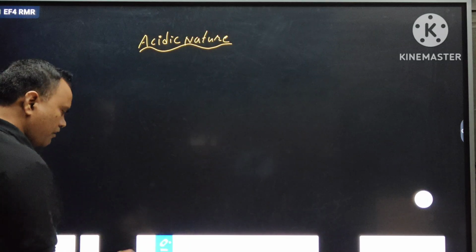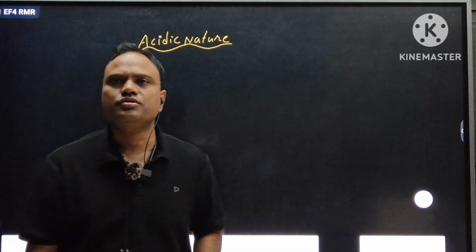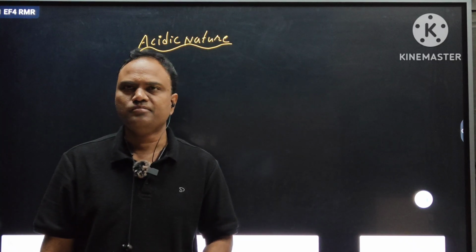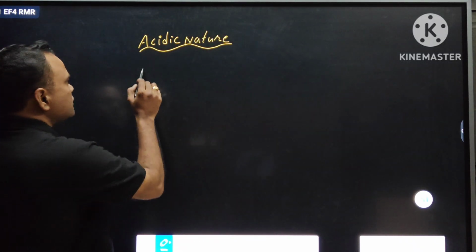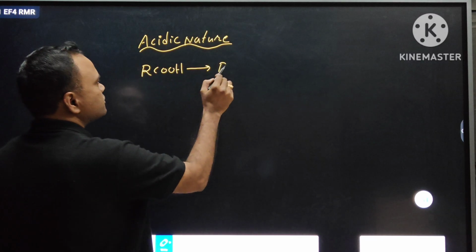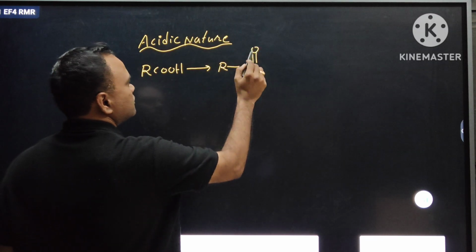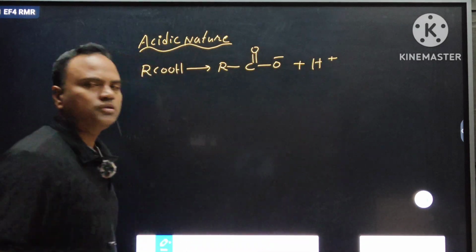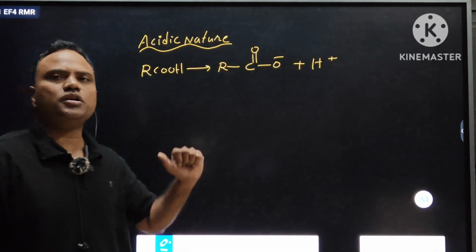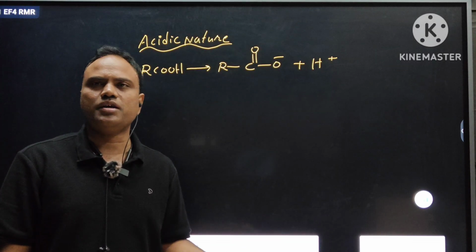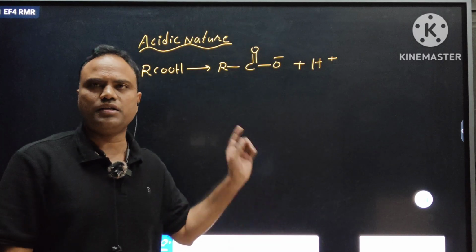Acidic nature. Carboxylic acids act as acids due to the presence of hydrogen on the more electronegative atom. This reaction represents the acidic nature of carboxylic acids. I just gave this equation. Due to hydrogen present on the more electronegative atom, they act as acids; in the name itself, the term acid is there.